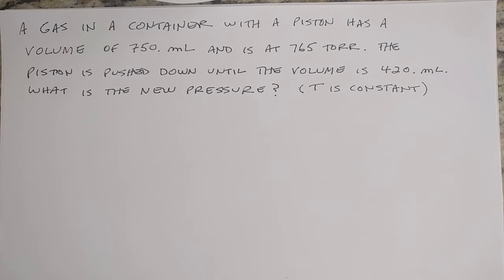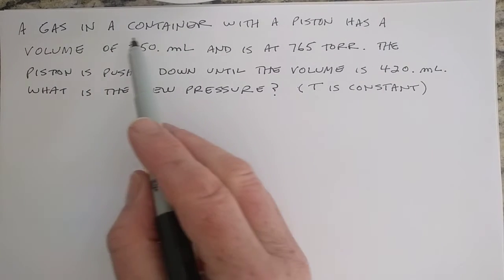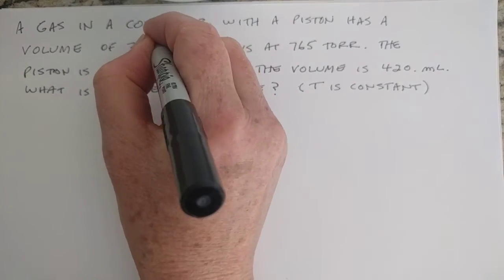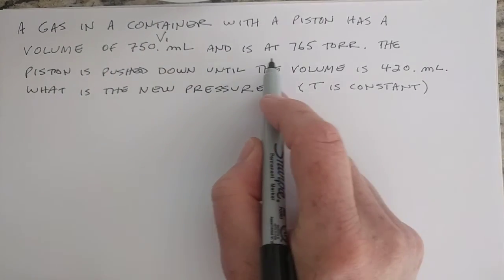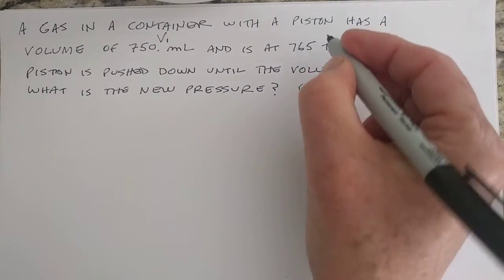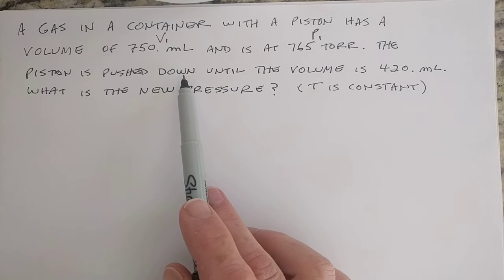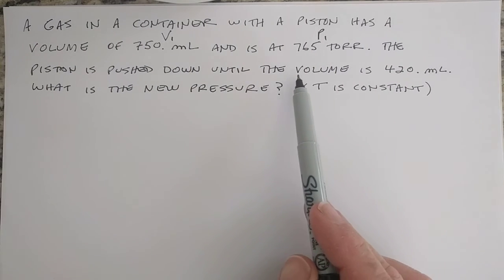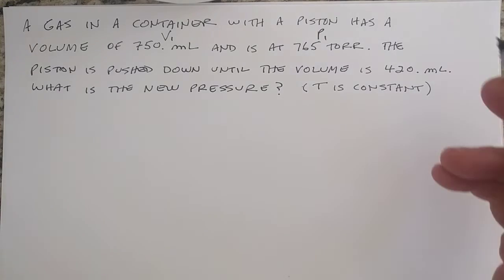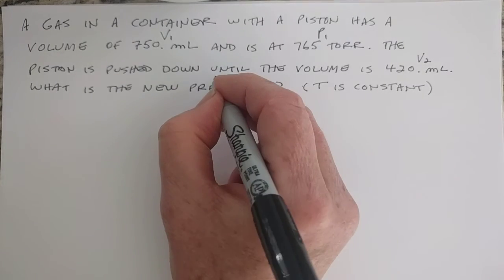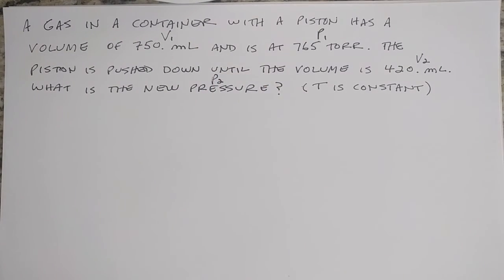So we're going to go back and put the quantities in here. A gas in a container with a piston has a volume of 750 milliliters. That is our starting volume, so we're going to call that V1. And is at 765 torr, so this is our pressure P1. The piston is pushed down. Now we have a change until the volume is 420 milliliters. So this is our new volume that we're going to call V2. And we're asked for the new pressure, which is P2.